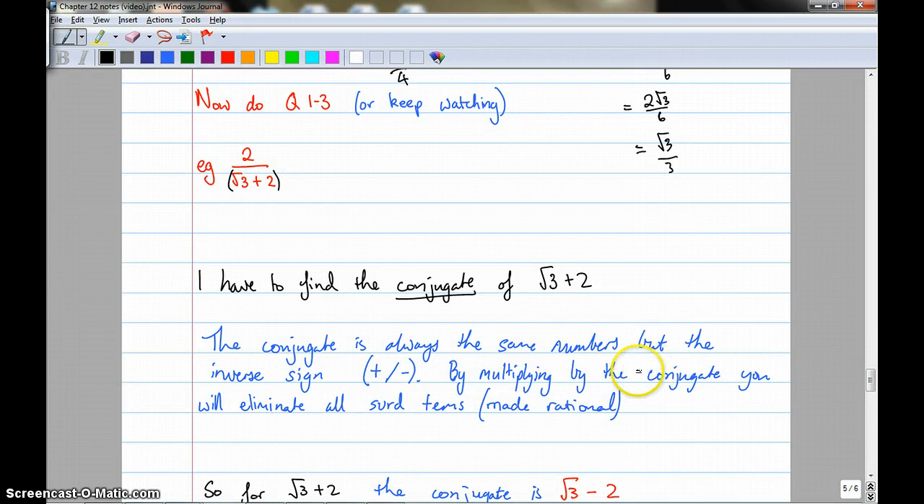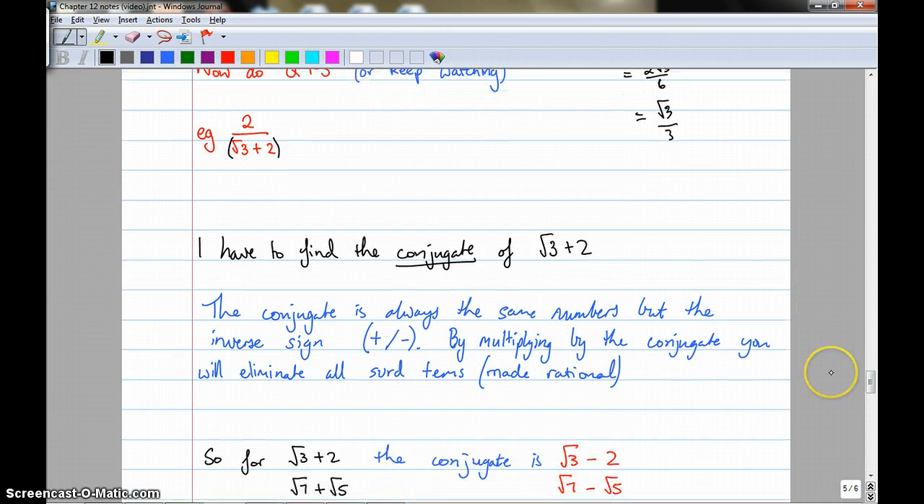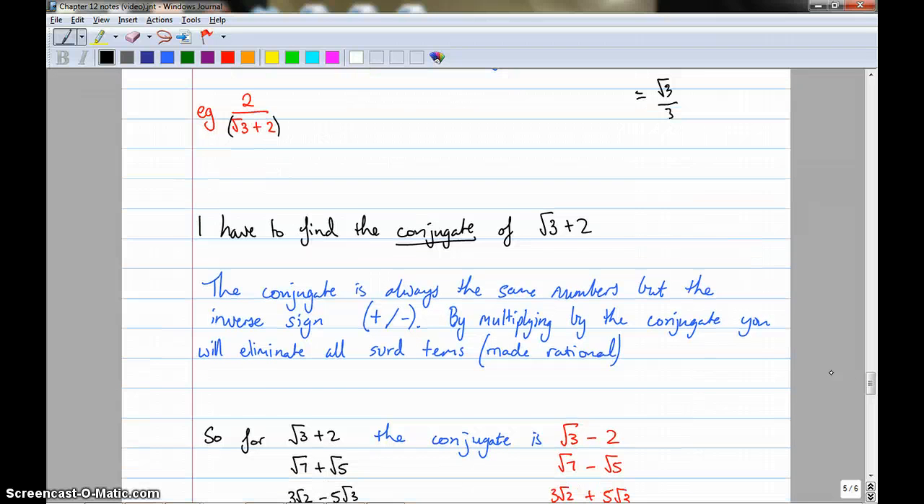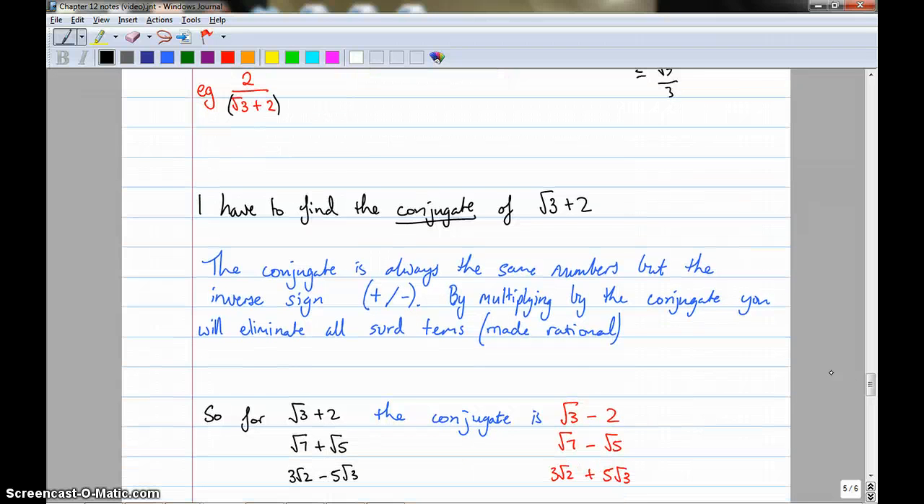So, if I've got root 3 plus 2 in this case, the conjugate to that will be root 3 minus 2. Same numbers, just change the sign. Negative to positive, positive to negative. If I have a look at the next one, root 7 plus 5, then the conjugate will be root 7 minus 5. The next one, 3 root 2 minus 5 root 3, then the conjugate will be 3 root 2 plus 5 root 3. Okay, so it's just same numbers, opposite sign, or your inverse sign, I guess technically.